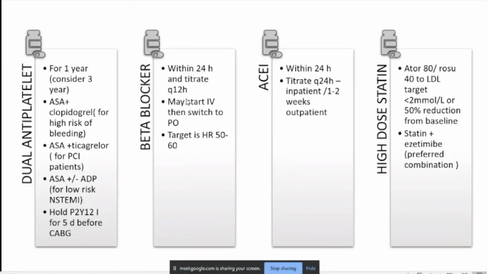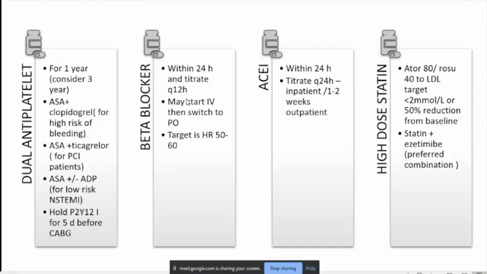Now, high dose statins. So we also start the patient on statins. Coronary artery disease is one of the common causes of angina and such, so we have to make sure we start the patient on a high dose statin. The most commonly used are atorvastatin and rosuvastatin: 80 milligrams of atorvastatin and 40 milligrams of rosuvastatin. The target is to decrease the low density lipoprotein to less than 2 millimoles per liter, or we can say a 50% reduction from baseline.